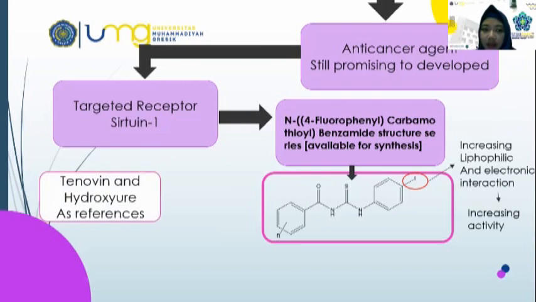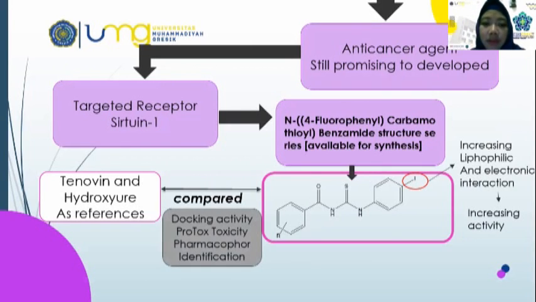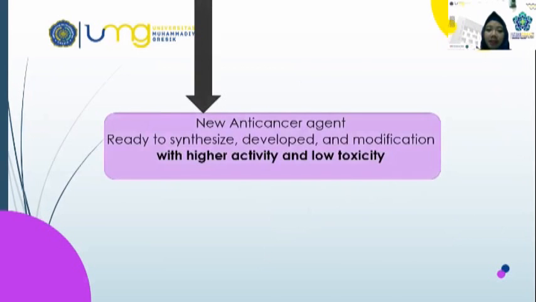After that, we must compare with known compounds that have CYP21 activity, such as tenofin and hydroxyurea. Hydroxyurea is one of the anti-cancer drugs available in the market. We will be using two compounds as references. And we will compare our series and the references with activity prediction, toxicity prediction, and pharmacophore identification for further development. After that, we have a new anti-cancer agent that is ready to synthesize, develop, and modify, with higher activity and low toxicity.